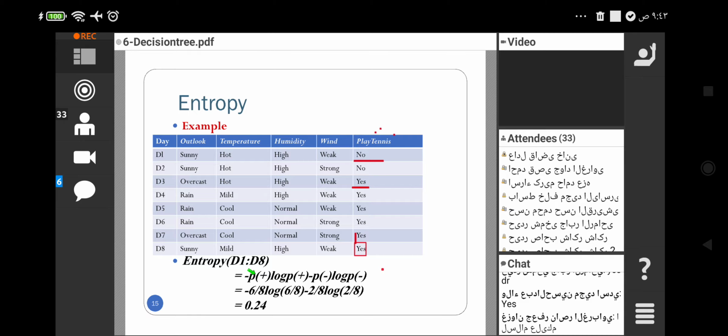And we said that entropy is a value between 0 and 1. The best value for entropy is 0. It means that all of the data have the same class. And the worst value for entropy is 1. It occurs when we have the same number of instances in all classes.